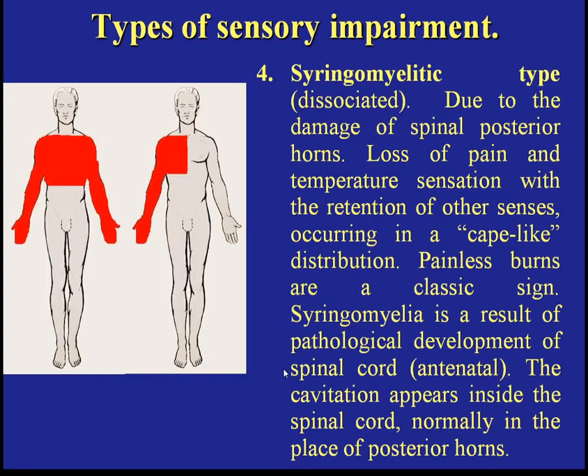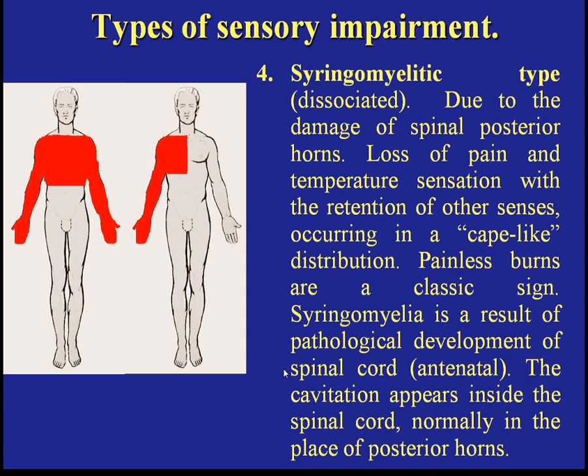And one more very interesting type of sensory impairment, the syringomyelic or dissociated type. Why dissociated? Due to the damage of spinal posterior horns, there is loss of pain and temperature sensation with the retention of other senses, deep sensation, occurring in a cape-like distribution. So posterior horns are affected.